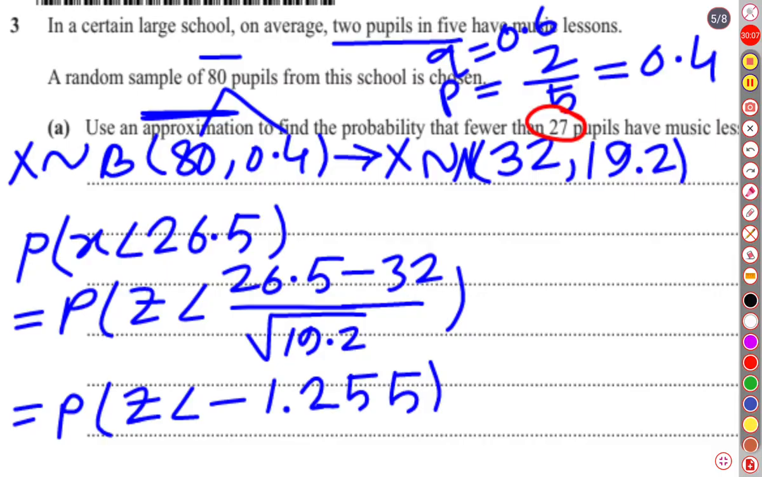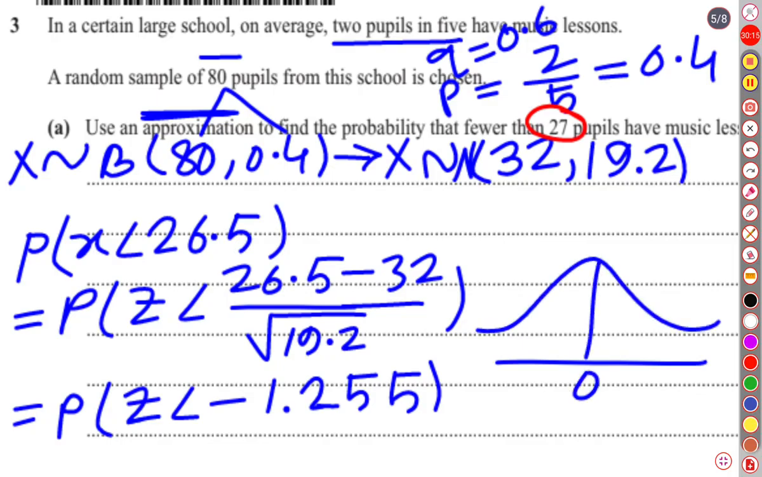So 1.255 is our negative z score. Well, how will our curve look? This is 0. As our z score is negative, it must lie on the left side, here at negative 1.255. Less than negative 1.255, which part is our probability? This red shaded region is our probability. So how can we find this portion? We will look at the other part.